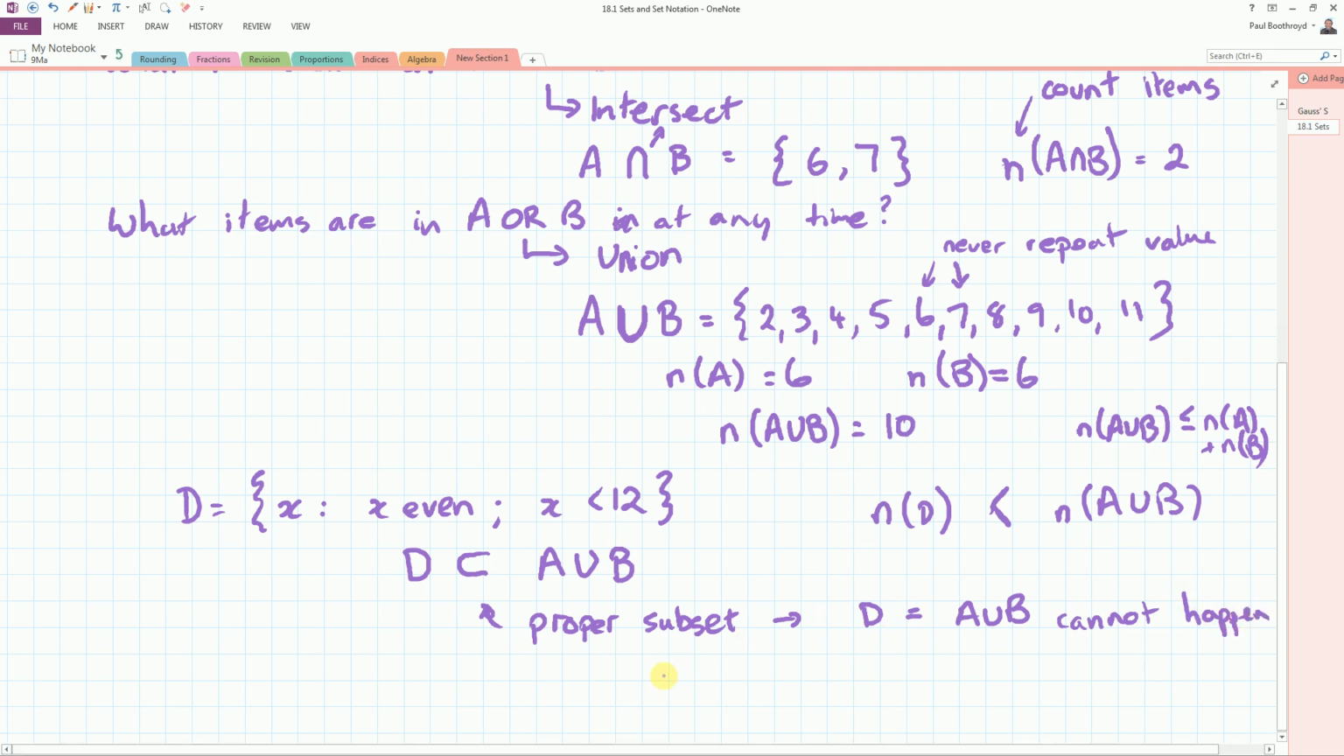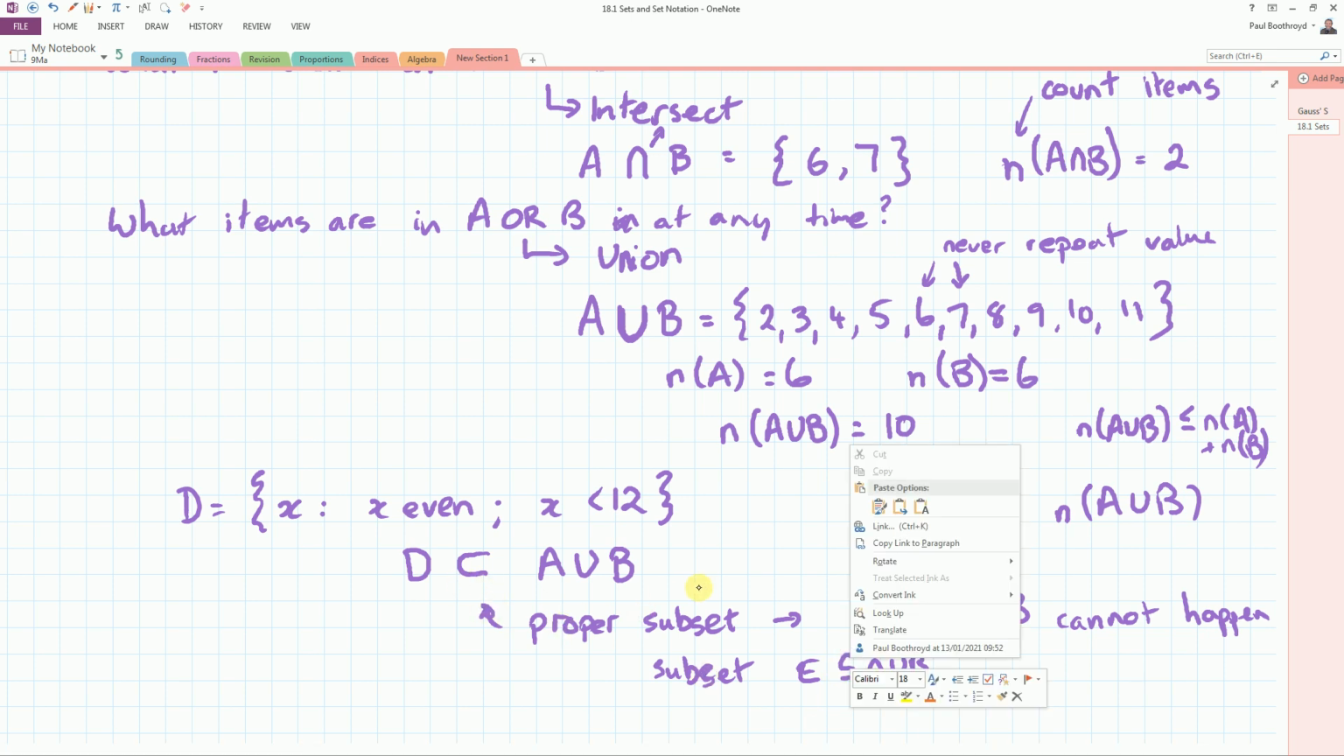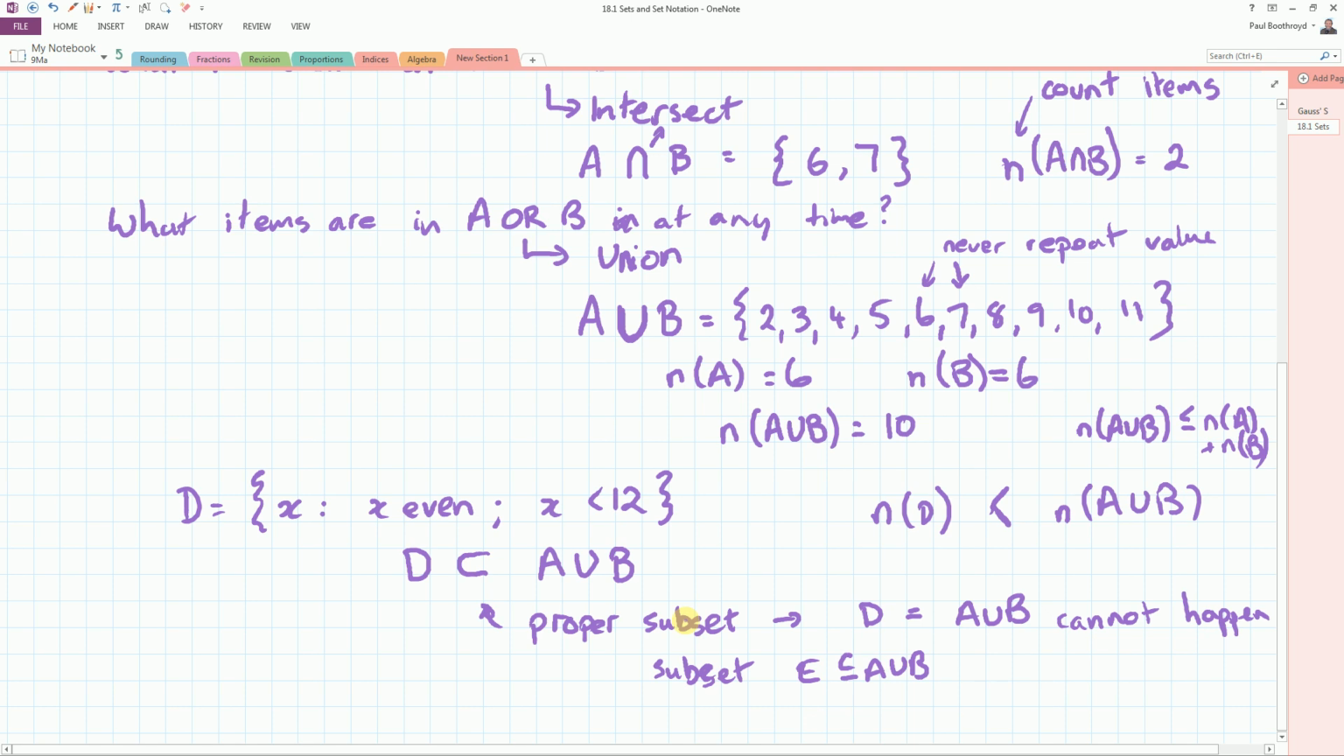If you were to allow that to happen, then a set E could be a subset, any subset of A union B. And that means it could contain everything, or it could contain just some of the items. That's sort of less than or equal to. And that is any subset. If there's no equals on it, strictly it should be less than. There's not quite everything in there.